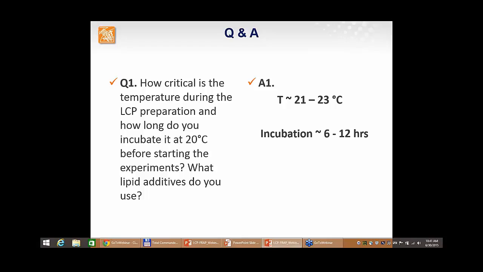Incubation typically takes a few hours for conditions to fully incubate, and we typically incubate samples overnight, anywhere between 6 and 12 hours after the setup, before we start doing FRAP experiments.